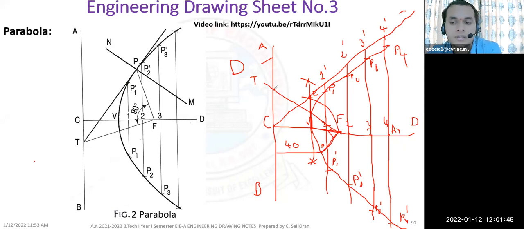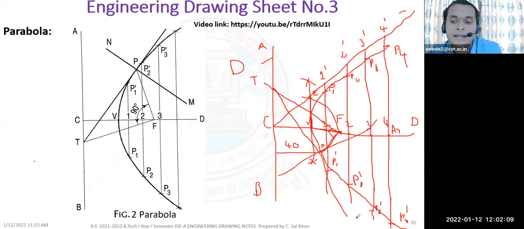Loosen the nut of your drafter and rotate your drafter in such a way that the line should pass through T and P. So if you draw T and P, it will be exactly tangent. It will touch the curve only at one point. With the drafter and one scale, you draw this point and fix your drafter. And again, 90 degrees, join this line.